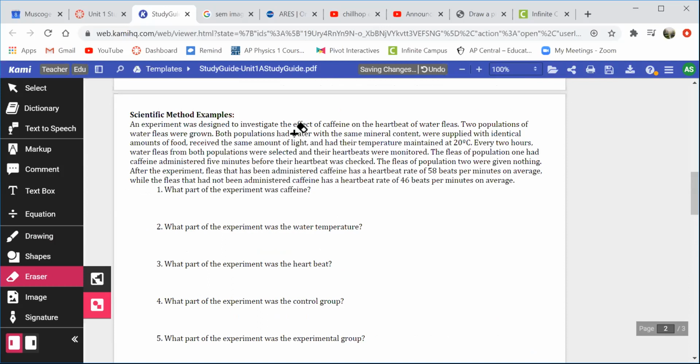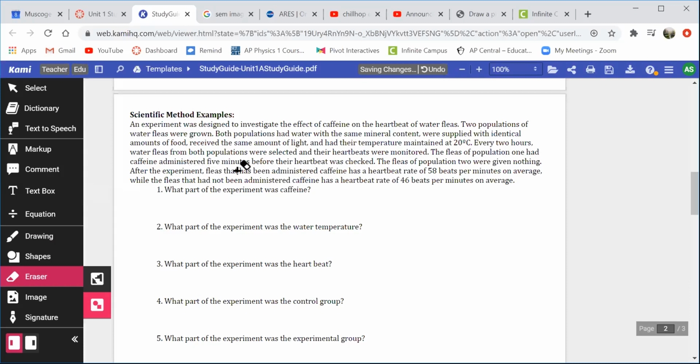The very first paragraph states, an experiment was designed to investigate the effect of caffeine on the heartbeat of water fleas. 2 populations of water fleas were grown. Both populations had water with the same mineral content, were supplied with identical amounts of food, received the same amount of light, and had their temperature maintained at 20 degrees Celsius. Every 2 hours, water fleas from both populations were selected and their heartbeats were monitored. The fleas of population 1 had caffeine administered 5 minutes before their heartbeat was checked. The fleas of population 2 were given nothing.